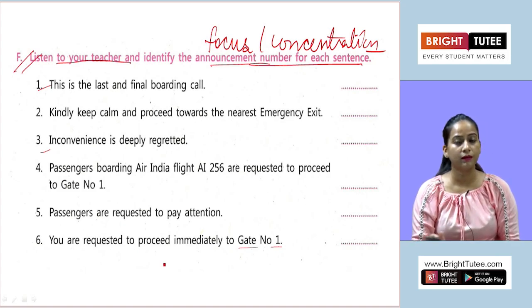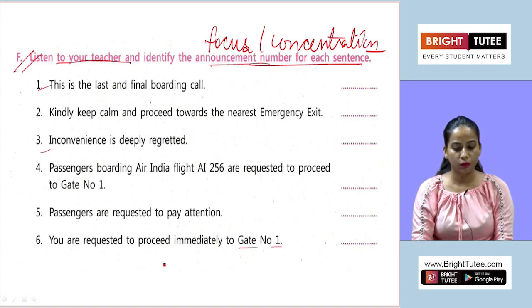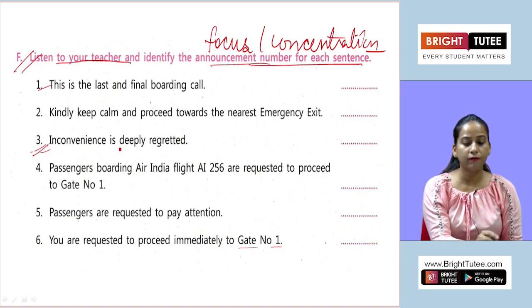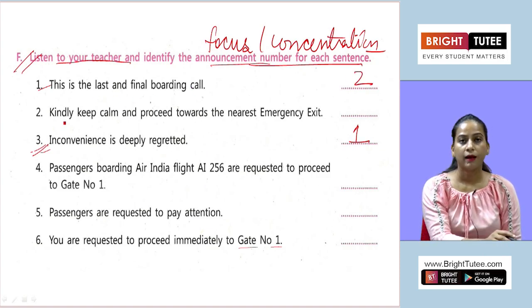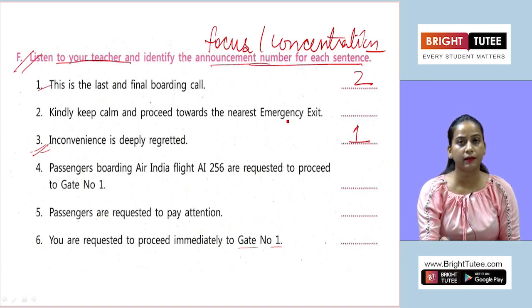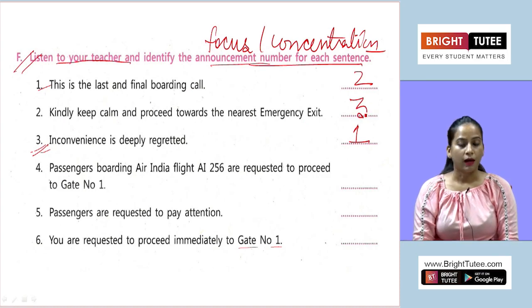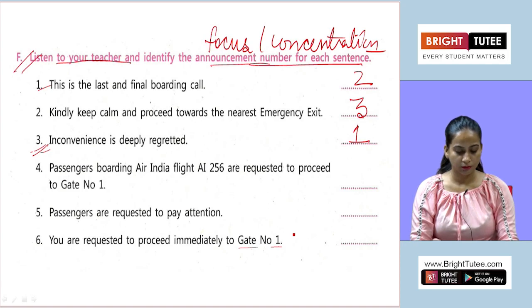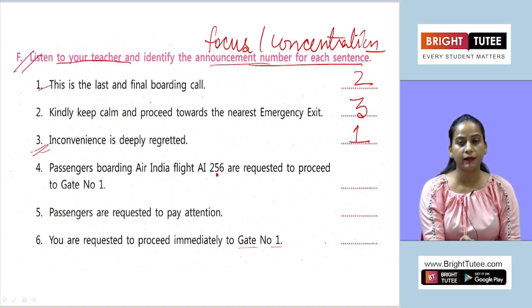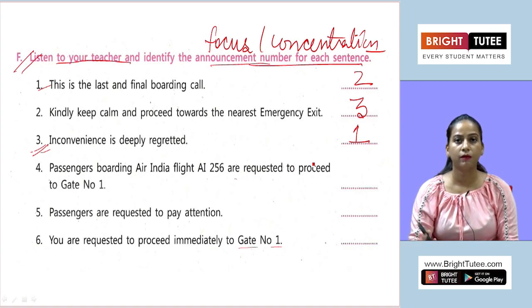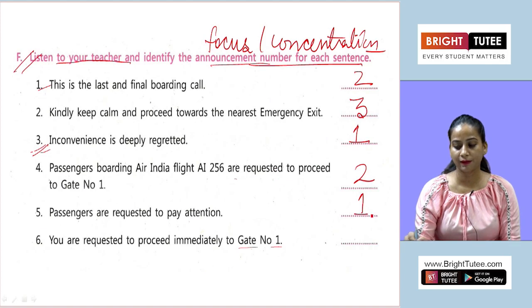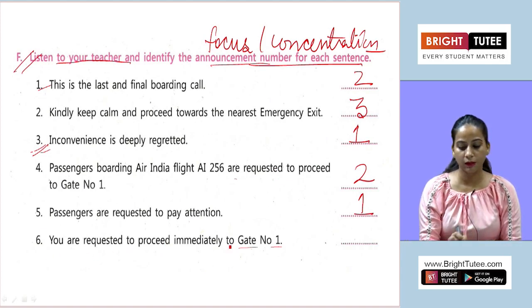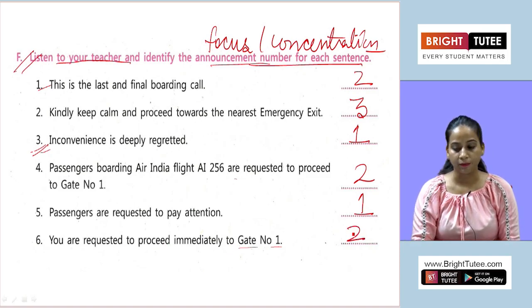So these few announcements are there and you need to arrange them according to the sequence. Here we can see the first one, inconvenience is deeply regretted. Then this is the last and final boarding call, and then kindly keep calm and proceed towards the nearest emergency exit. After that, passengers boarding Air India flight AI 256 are requested to proceed to gate number 1. That is also going to be second. Then passengers are requested to pay attention. That can be the first one. You are requested to proceed immediately to gate number 1. That is also second. So according to that listening, you have marked it like this. Clear?